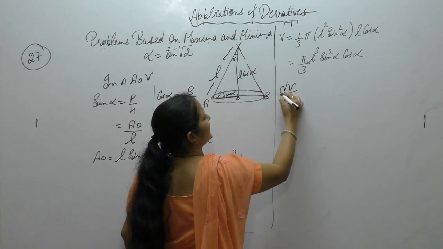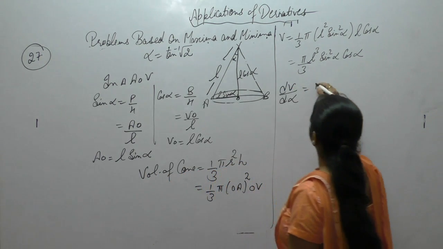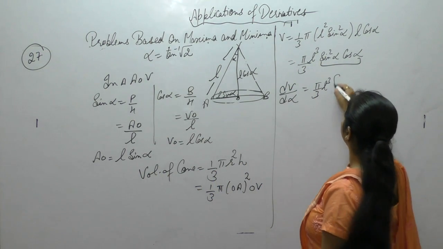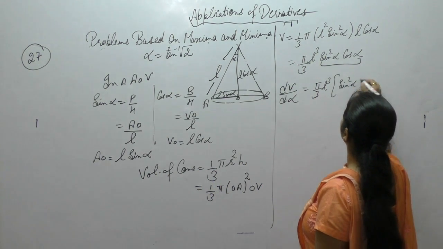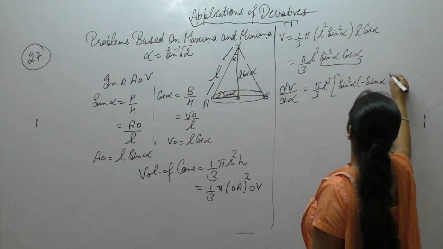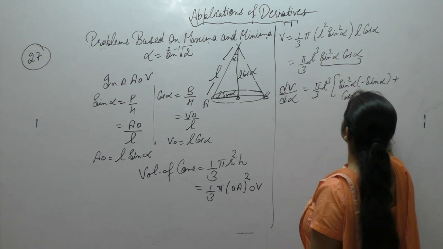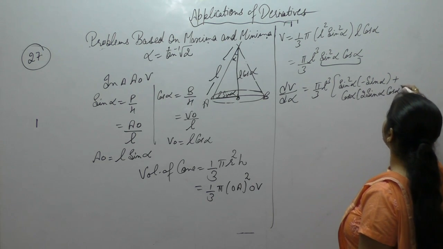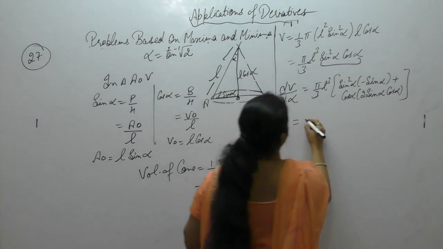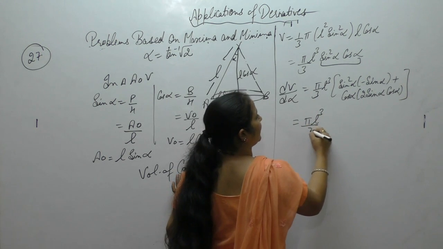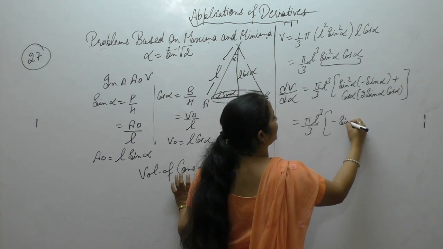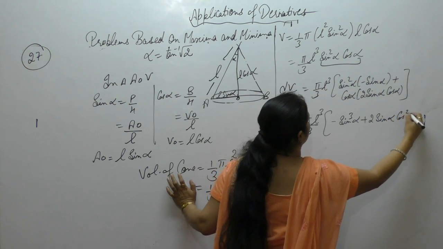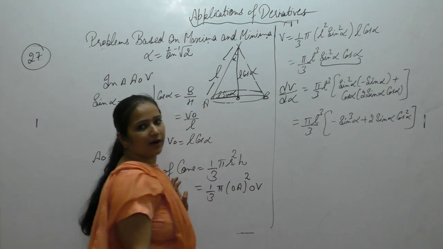Alpha angle is variable here. So pi by 3 L cube, apply the U into V rule here. First derivative of cos plus second cos as it is. Derivative of sin square is 2 sin, derivative of sin is cos of alpha. So we get pi L cube by 3 into minus sin cube alpha plus 2 sin alpha cos square alpha.